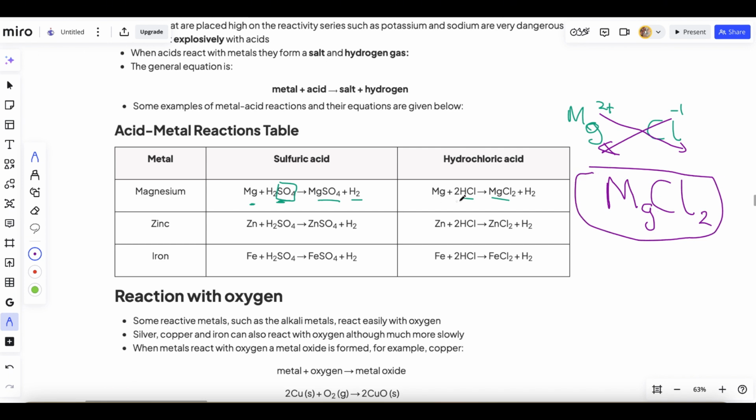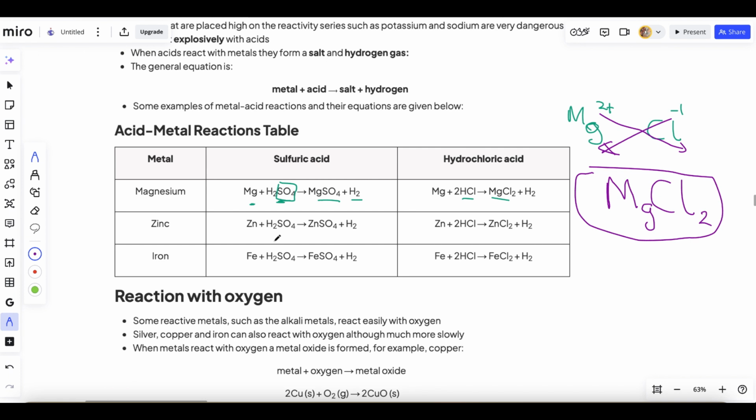So when magnesium reacts with hydrochloric acid, it becomes magnesium chloride and hydrogen gas. Because this one has H2, we have to balance by putting 2 here, and this chlorine has 2 also, we have to balance this one by putting 2. Magnesium is 1 here, magnesium is 1 here, we don't need to put 2 in this way.